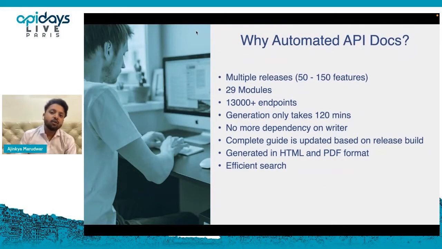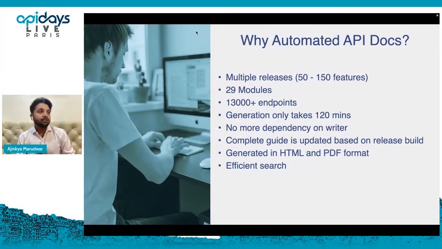So why did we automate our API docs? Previously we used to manually create it in MadCap Flare and FreeMarker, but the document was growing and growing. Then we thought it should be automated, because we have multiple releases, and each minor release could go up to 40 to 50 features, and a major release could have up to 150 features. Our API documentation was divided into 29 modules, and right now it has 13,000 plus endpoints.